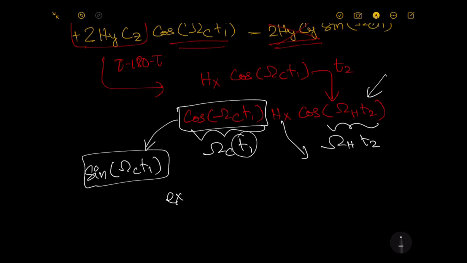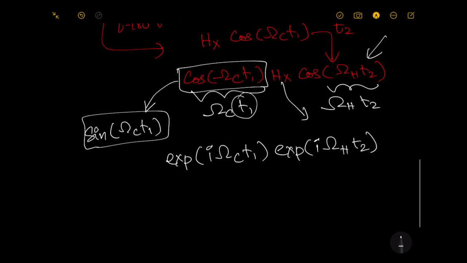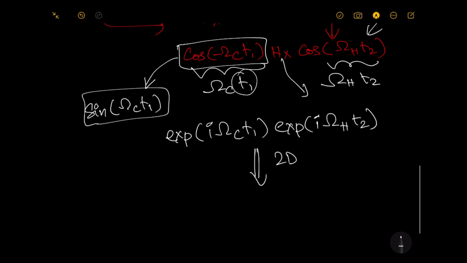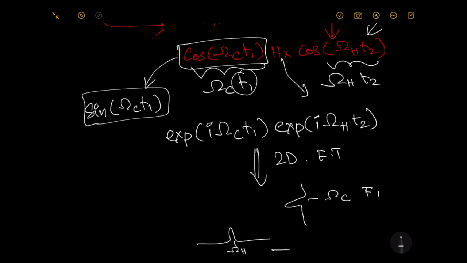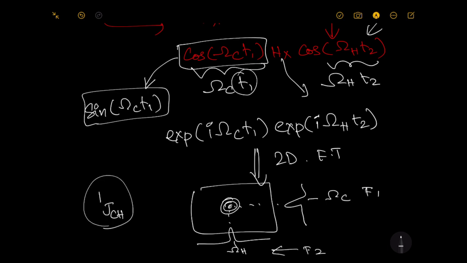Overall, this helps you understand how you would be able to generate the complex signal of exp I omega C T1 and exp I omega H T2. Therefore, when you do a two-dimensional Fourier transformation across T1 and T2, you are going to get a signal at capital omega C in the F1 dimension and signal along capital omega H on the F2 dimension. So therefore, these two put together would give you a resonance only if you have the 1JCH that is present.